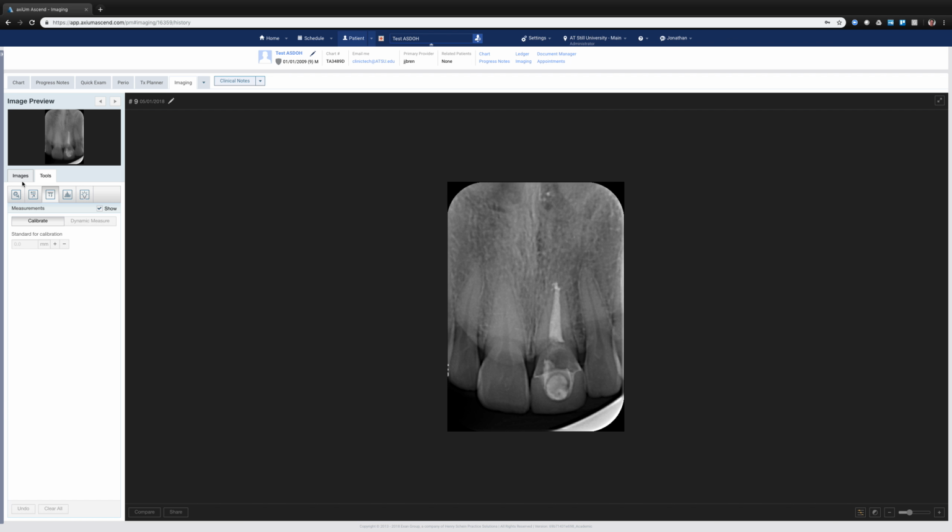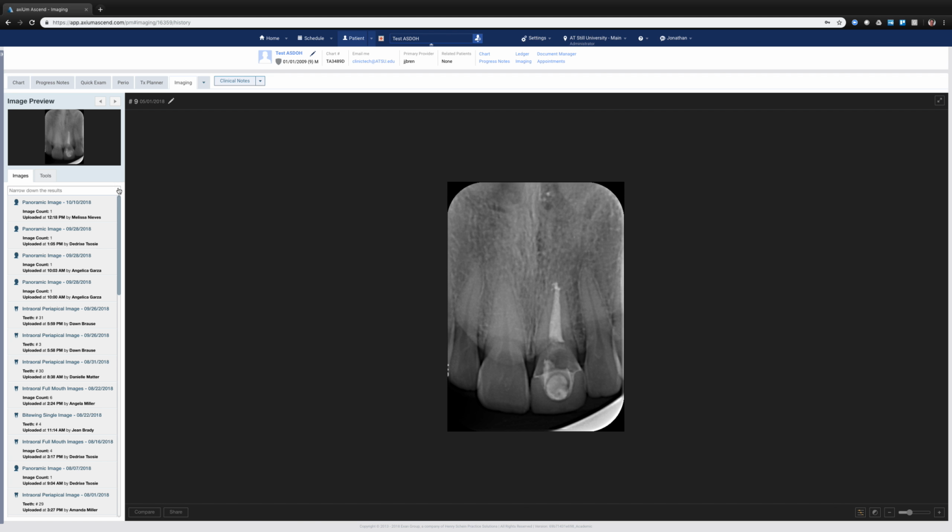So just a small tidbit, but hopefully that helps you out to get a little bit faster workflow, especially when you're doing procedures where you want to know a specific measurement.